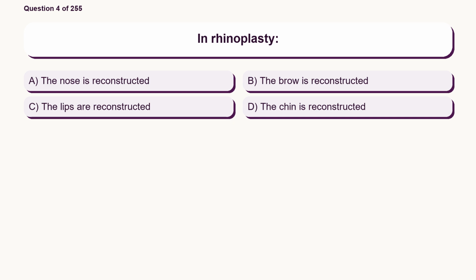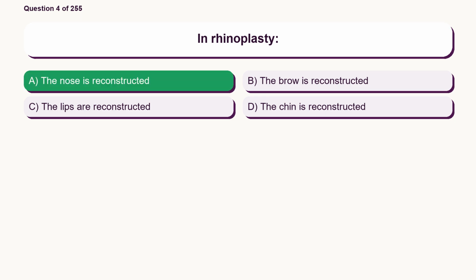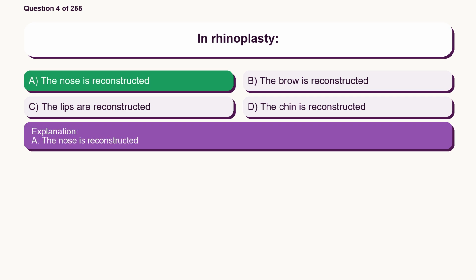Question 4. In rhinoplasty, Option A, the nose is reconstructed. Option B, the brow is reconstructed. Option C, the lips are reconstructed. Option D, the chin is reconstructed. The correct answer is option A, the nose is reconstructed.